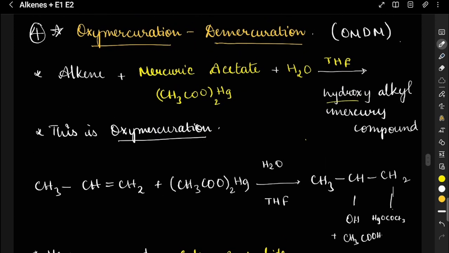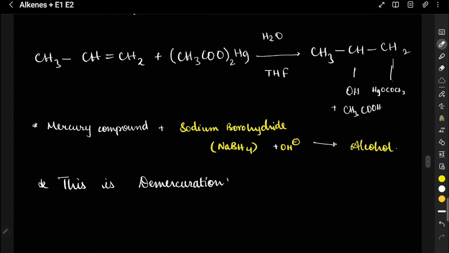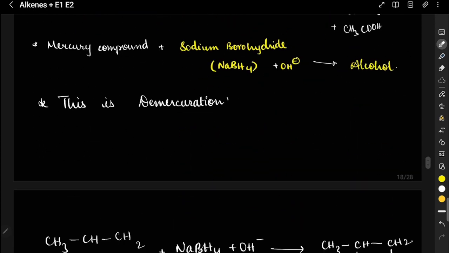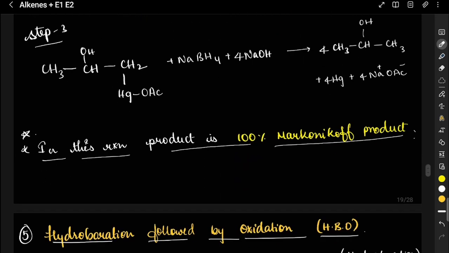Now we have seen oxymercuration-demercuration. It is very simple. You first add mercuric acetate in the presence of water and THF, and a hydroxyalkyl mercury compound is formed. This step is called oxymercuration. Then you add NaBH4 and OH minus, so that the mercury is released and replaced by H. Hence alcohol is formed, and in oxymercuration-demercuration, 100% Markovnikov product is formed. We have discussed all the mechanism in the detailed video. You can check it in the hydrocarbons playlist.